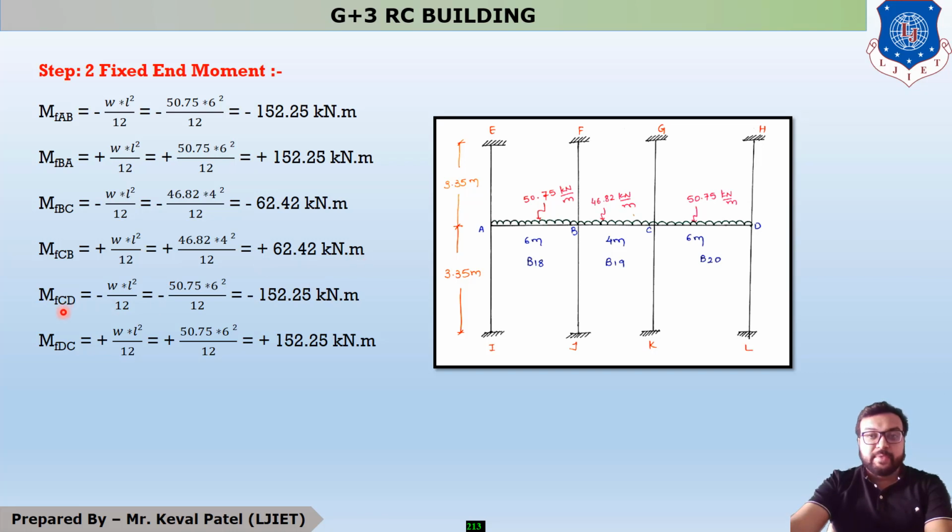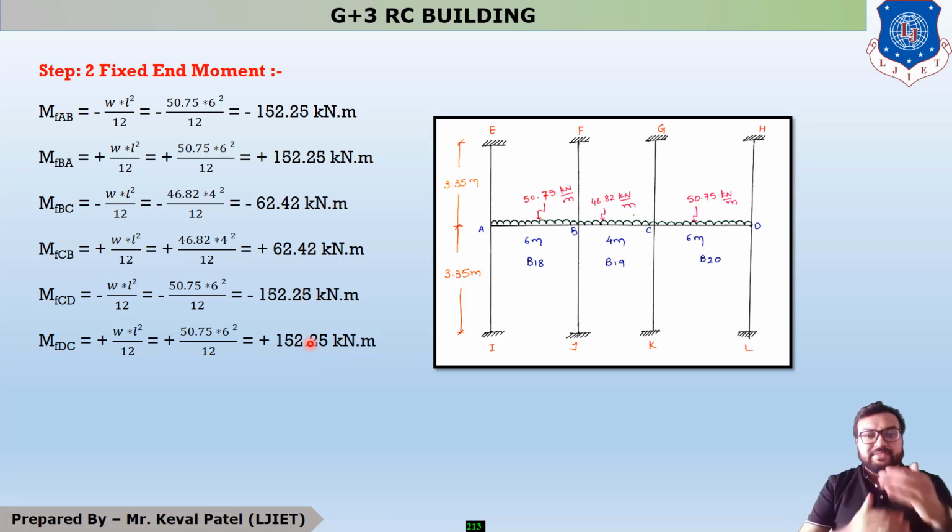Now your last span is MFCD. So your MFCD equation is WL square by 12. The value of W is 50.75. The value of L is equal to 6. Then the answer is minus 152.25 kilonewton meter. And your last answer is MFDC. So your answer is plus 152.25 kilonewton meter.